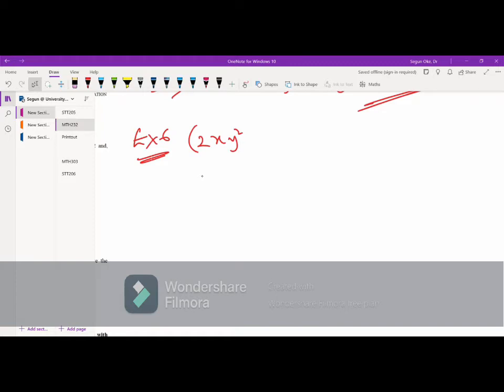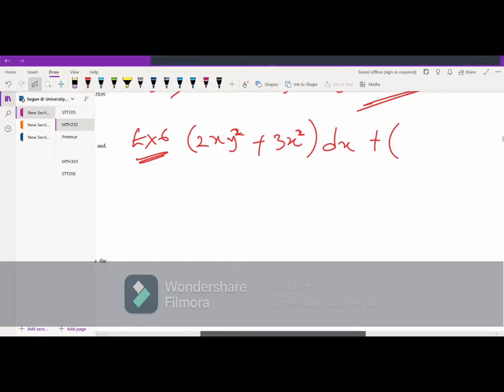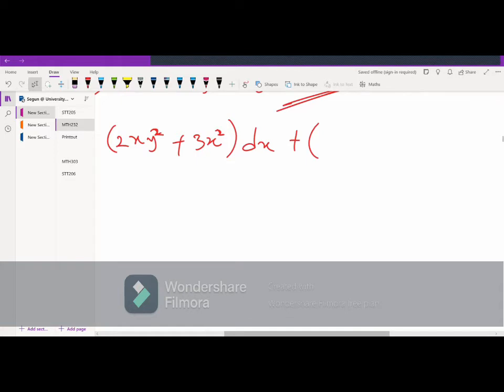xy squared plus 3x squared dx plus, remember, all these integration and differentiation are simple if you are not given too much function, 4y cubed dy equals 0.